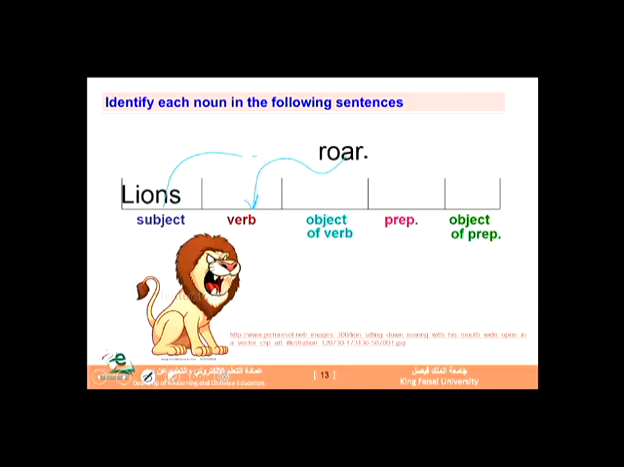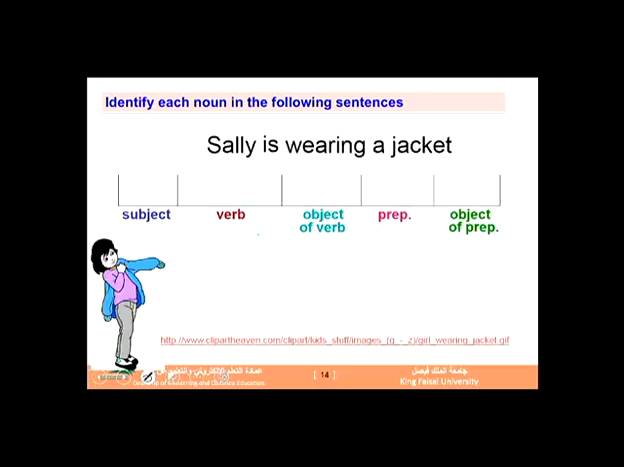Subject and verb, lions roar. So we might have a sentence that does not have an object, preposition, or object of preposition. It is enough sometimes to have a sentence consisting of a subject followed by a verb. Let's look at another similar example. Here we need to identify each noun in the following sentences. Look at this example: Sally is wearing a jacket.